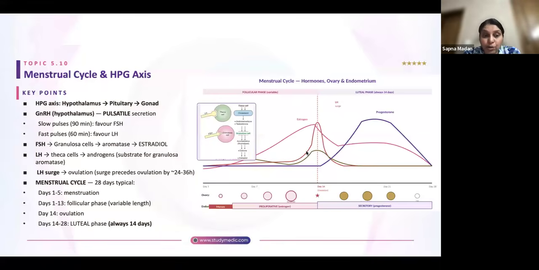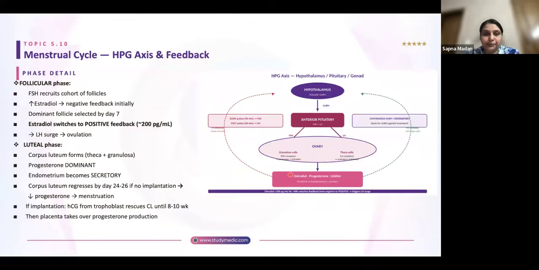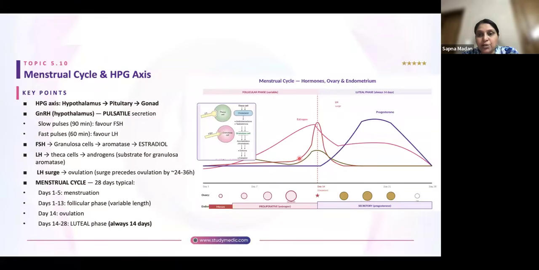LH surge is important for ovulation, and the surge will begin 24 to 36 hours prior to ovulation. Okay, so this is your LH curve. The LH surge, that means the rise in LH, is going to start to increase 24 to 36 hours prior to ovulation. And the LH peak is when this LH has reached its peak.